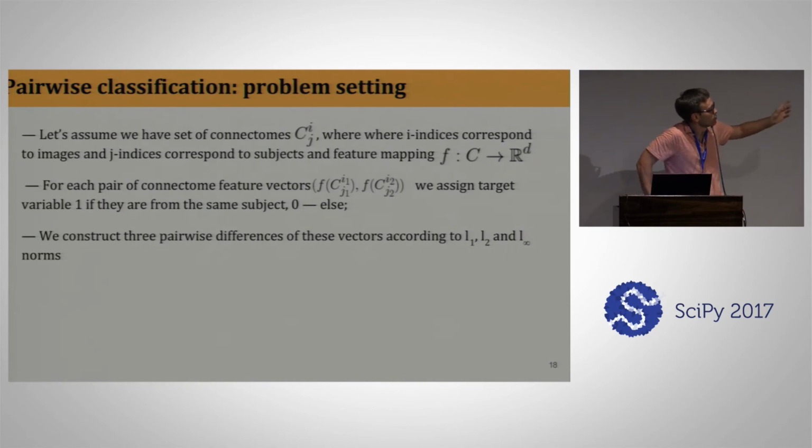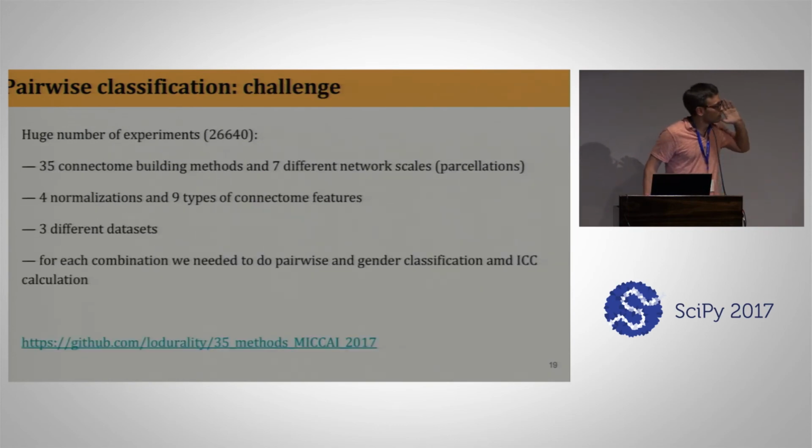Brain networks belong to the same individual. As 0, they belong to different individuals. But the main problem was that the number of experiments was really huge. We had 35 connectome building methods, and for each method you have 7 different scales, like how you discretize your network.